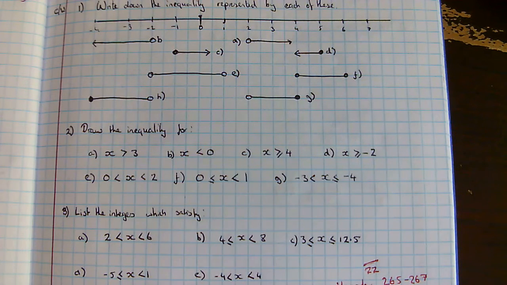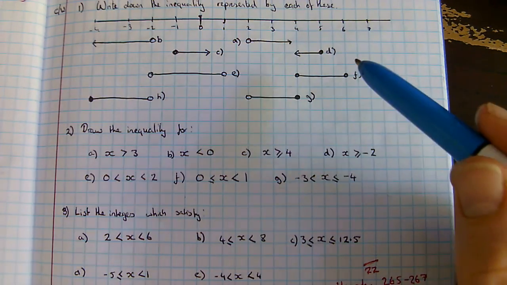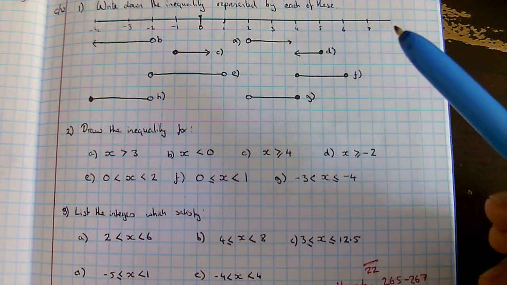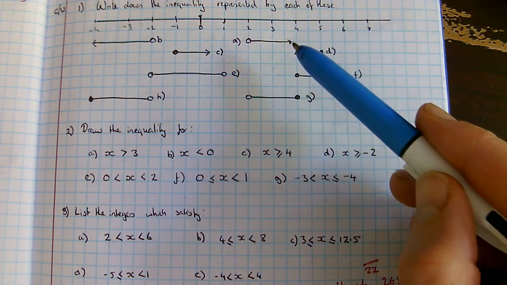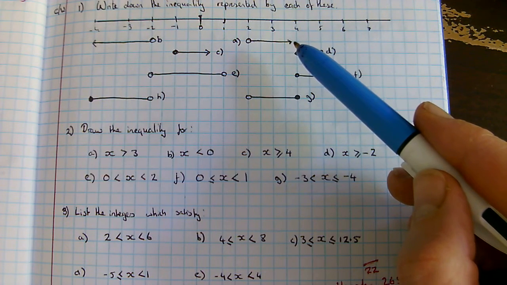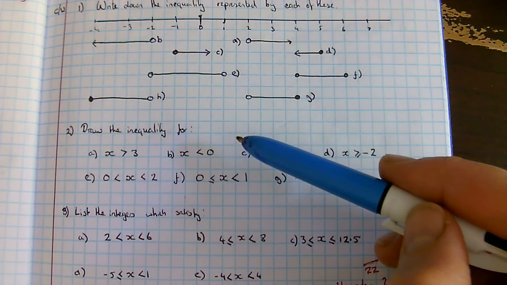Okay, so here's a bunch of questions about understanding inequality notation. So the first question, what I'd like you to do for each of these images, I would like you to write down what's the inequality represented by each of these. This is the number line up here, so you're trying to say, what does this inequality represent using this kind of notation? For question 2, you're going the opposite way.